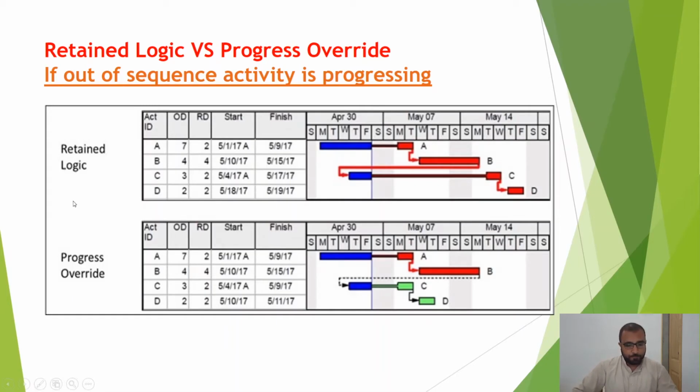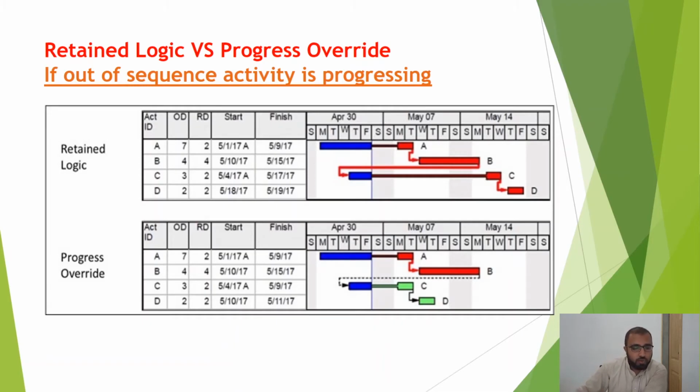So if you choose the retained logic option, what will happen is that the remaining duration of the out of sequence activity will be scheduled to begin after its predecessor is finished. Its remaining duration is 2 days, so these 2 days are scheduled after activity B. So it is still respecting the logic that you have given in your schedule. The retained logic option will respect your logic.